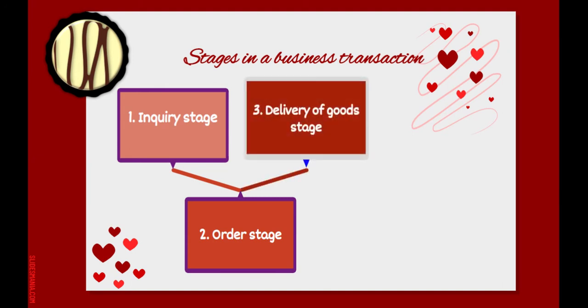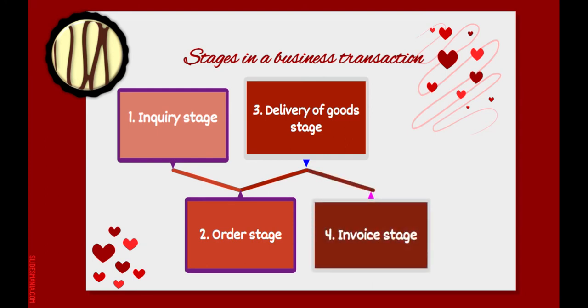The third stage is the delivery of goods stage. This takes place after the seller has accepted the order and then prepares the goods for delivery to the buyer. And this can take place in three ways: the seller can ask the buyer to collect the goods, or the seller can deliver the goods to the buyer using his or her own means of transport, and the other way is when the goods can be delivered to the buyer through public transport.